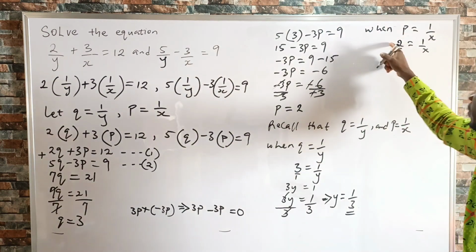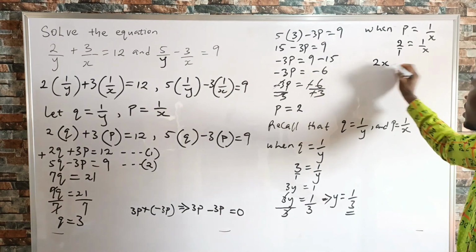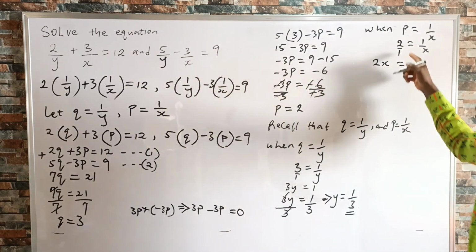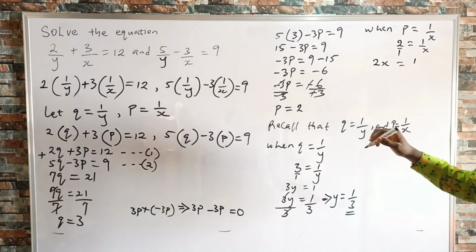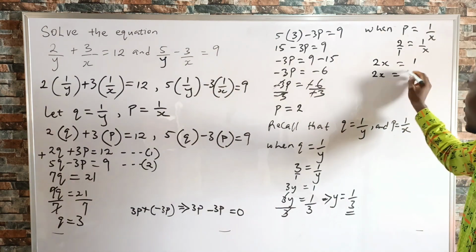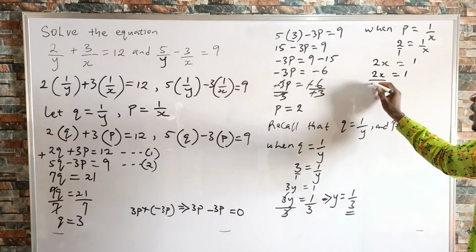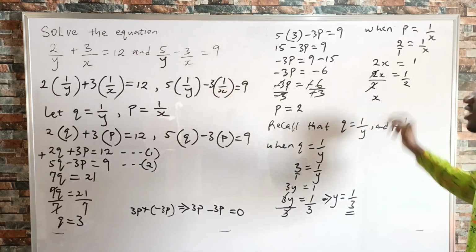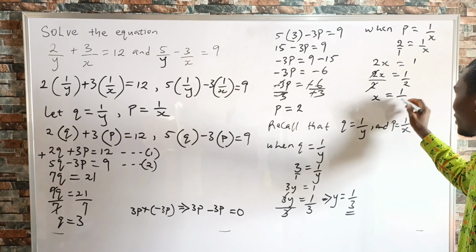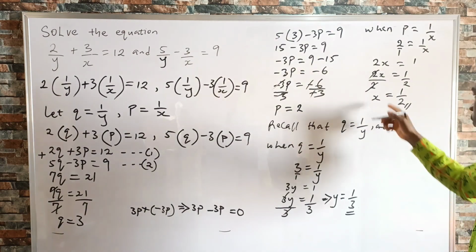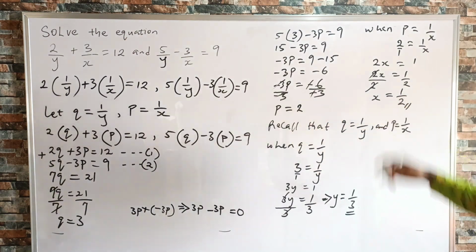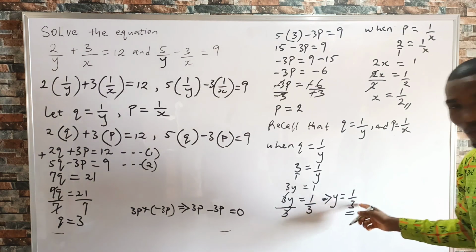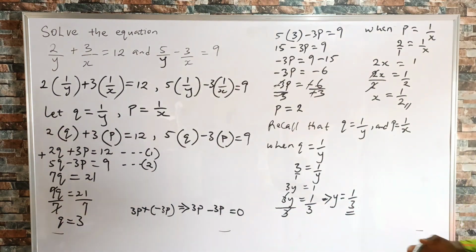Then x multiplying 2 will give us 2x, and 2x is equal to 1 multiplied by 1, which will give us 1. Then we divide both sides of the equation by the coefficient of x, which is 2. Then 2 cancels out 2, and we are left with x, and x is equal to 1 over 2. So the value of our x is 1 over 2, and the value of our y is 1 over 3, which is the real answer we are looking for.